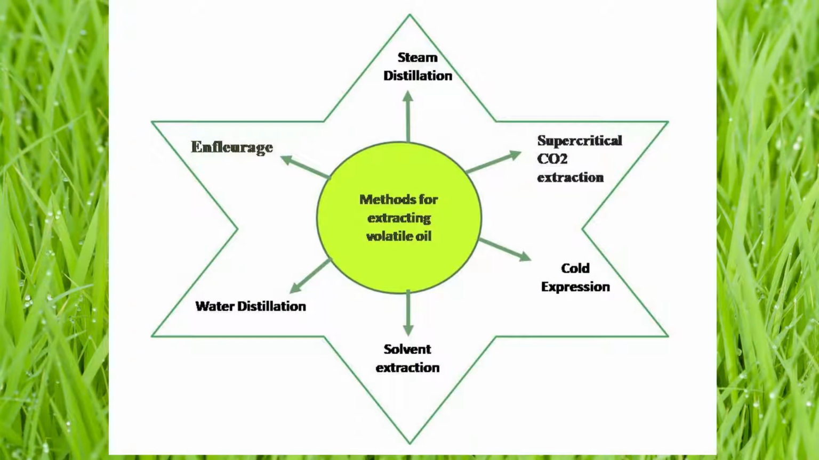Volatile oils can be extracted by various methods such as steam distillation, supercritical fluid extraction method, cold expression method, solvent extraction, enfleurage method, and water distillation method. Steam distillation is the most popular method used for extraction of volatile oils. When steam is injected into the plant materials, it removes the volatile constituents of the plant materials, and on condensation, it is easy to separate the volatile oil from the steam.